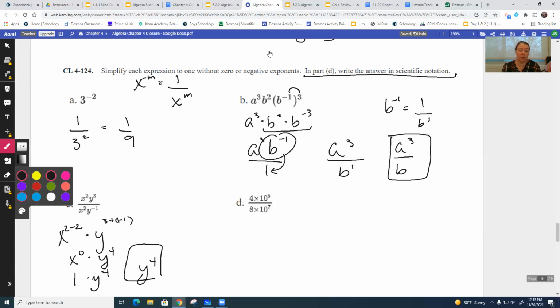And another way you could think of this one is, again, x squared over x squared, that's just 1. You could also think of it as taking this negative exponent and moving it to the top and making it a positive exponent, which would change it to y to the 3rd times y to the 1st, which is also y to the 4th.